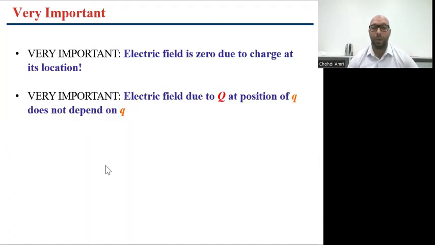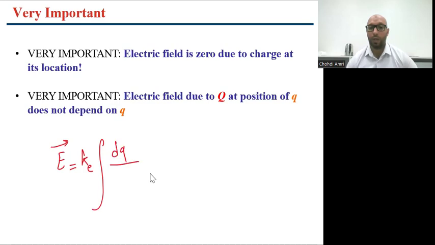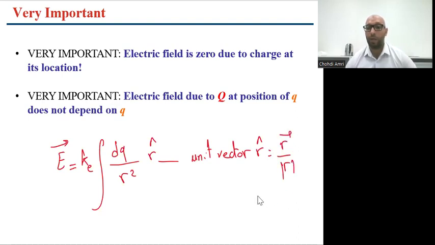So here, the electric field produced by a continuous charge distribution would be Coulomb's constant multiplied by the integral of dq over R squared multiplied by the unit vector. Let's say this is the unit vector. And you know a unit vector is equal to the vector divided by its magnitude. The magnitude of the unit vector, as you know, is 1. dq is an element of charge.